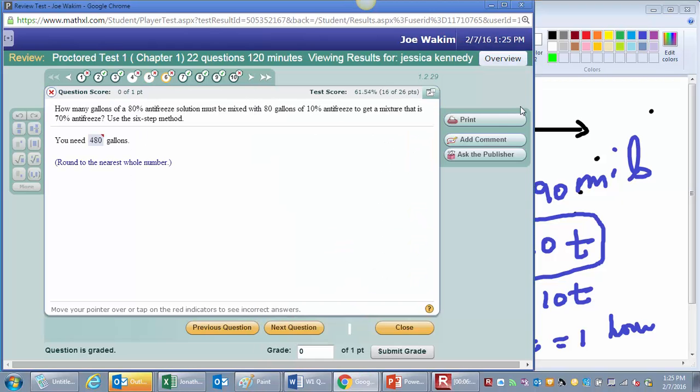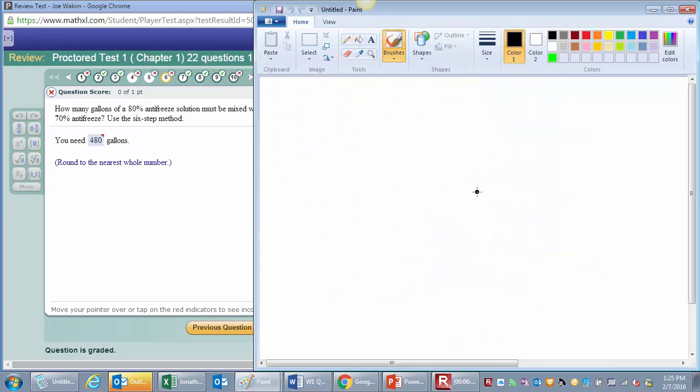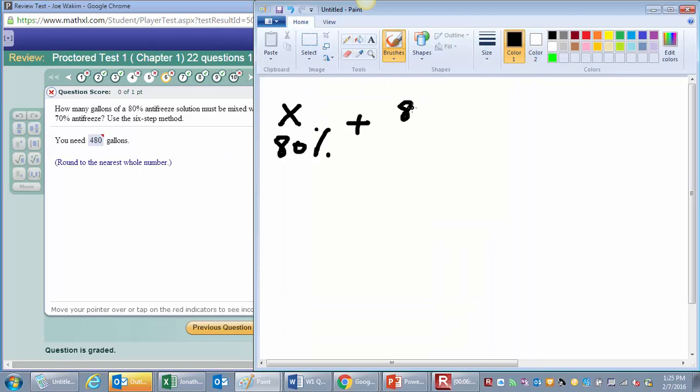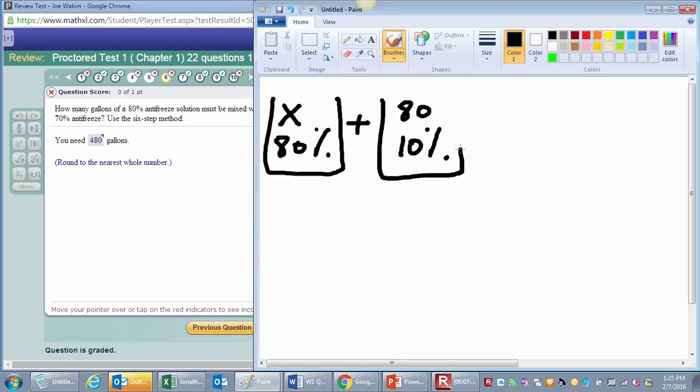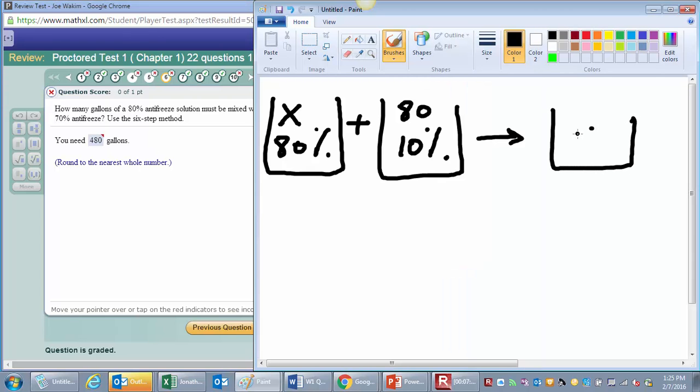All right, let's try number 6. On number 6, we are going to work on the chemistry problem, or the percent problems. How many gallons of 80%, x gallons, 80%, must be mixed with 80 gallons, 10%? So here we have 80 gallons, and this is 10%, so we're mixing these two. We will end up with a solution mixture that is 70%. So the solution here is going to be x plus 80, and the mixture is 70%.